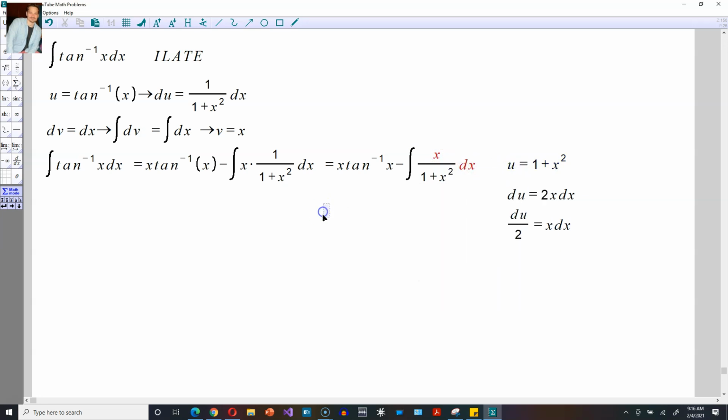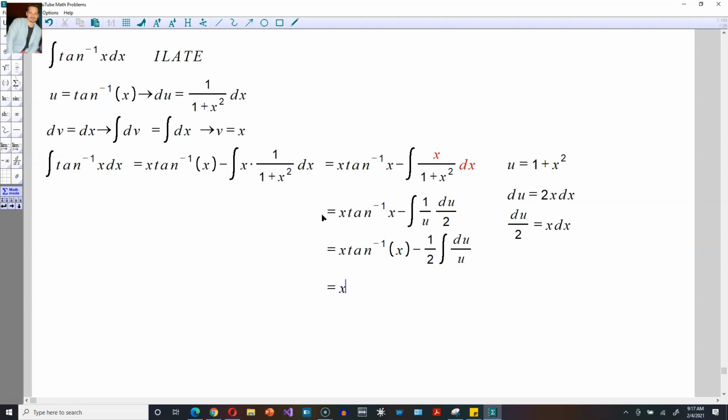So now down below I'm going to have the following: x tangent inverse of x minus, and then the antiderivative, x dx can be replaced as you see there with du over 2. So du over 2. That other part, 1 plus x squared, becomes 1 over u. Continue down below, so it's going to be x tangent inverse of x. Pull that 1/2 outside with the minus here, and it's going to give you the antiderivative of just du over u.